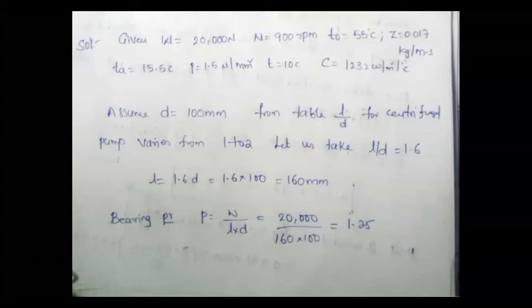Right. Now the thing is, the L by D ratio value is given, that is 1.6 or something like that. Whatever the value you are having in your data book, you please consider. Now, L by D ratio equal to 1.6, so that L equals 1.6 into D. So for my convenience only, I am assuming the D value as 100.